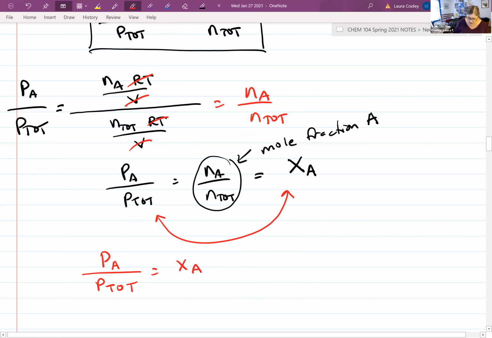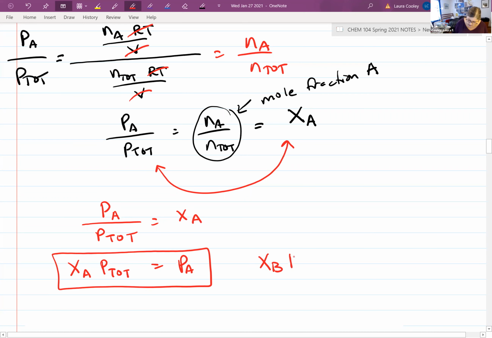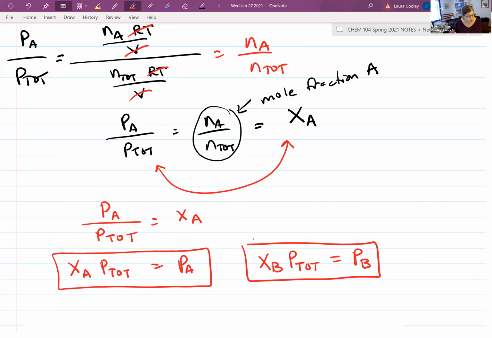We have this. The mole fraction of A is the ratio of the pressure due to A to the total pressure, which means that P total times XA is PA. We could do this with B as well. Sometimes this makes some partial pressure calculations a little bit simplified, and I'll show you that in an example.